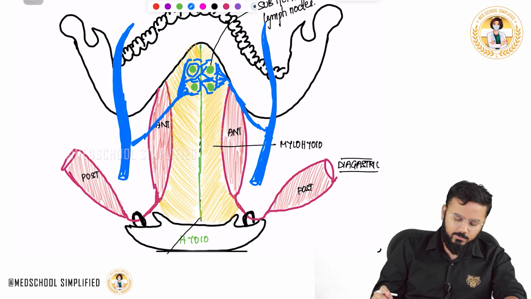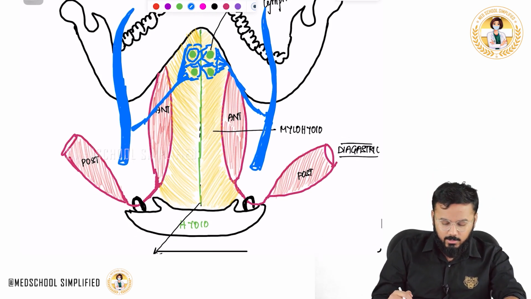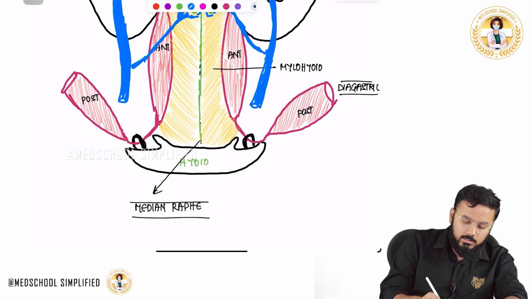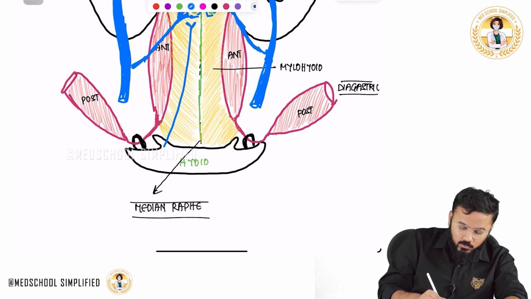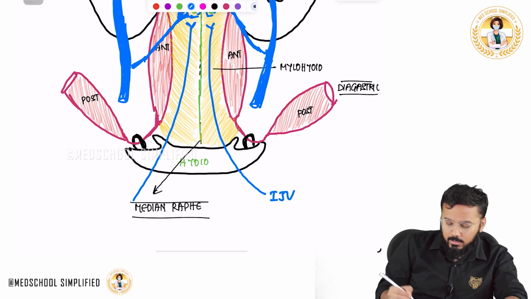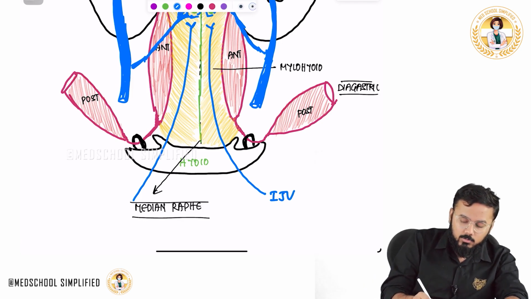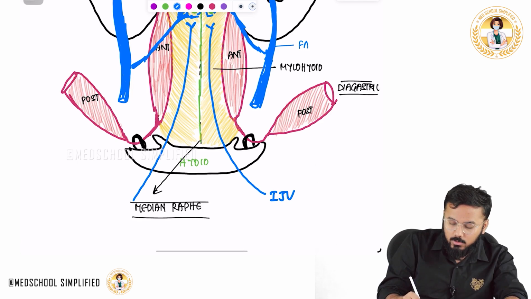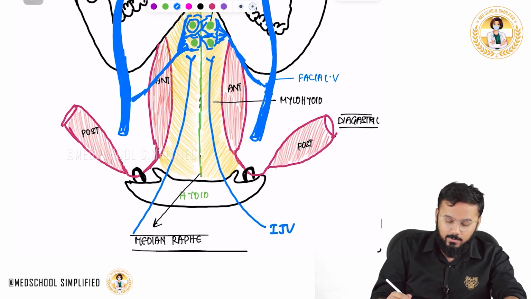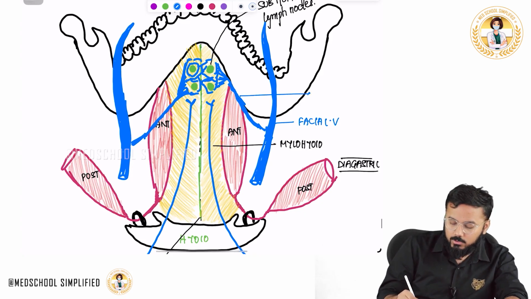Okay, now once it has collected into your facial vein, there are 2 more veins. These veins drain into 2 more important veins. You see, this is one vein over here, this is another vein over here. These veins are called internal jugular veins. This vein over here is called your facial vein. And after that, this vein is called your submental vein.